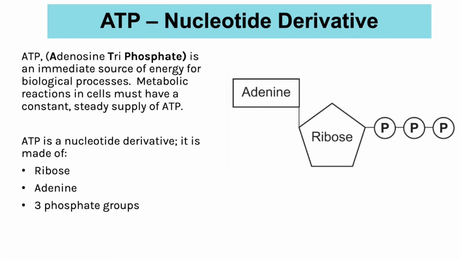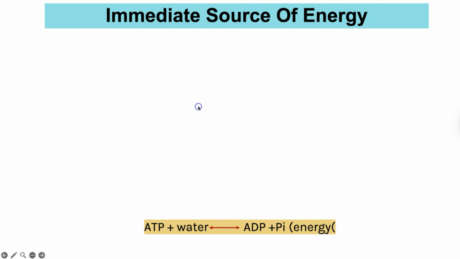ATP is a nucleotide derivative, and it is made up of an adenine base. So it's only got one nitrogenous base and it's always adenine. It has a pentose sugar, but it's ribose, and it has 3 phosphate groups. And its role is it's an immediate source of energy in metabolic processes. And all cells must have a constant, steady supply of ATP so that they can perform their metabolic processes.